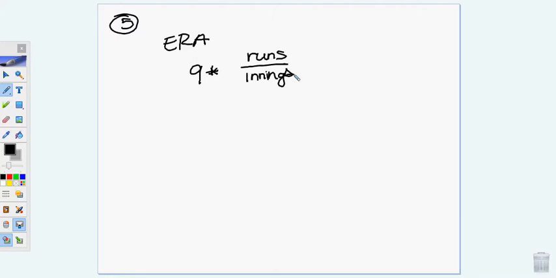During the 2000 season, Johan Santana of the Minnesota Twins allowed 81 earned runs in 219 innings pitched. So we're told that he has 81 runs, and he has pitched, I think it said 219 innings. Yeah, 219 innings. Right? So here's my proportion, or my ratio.